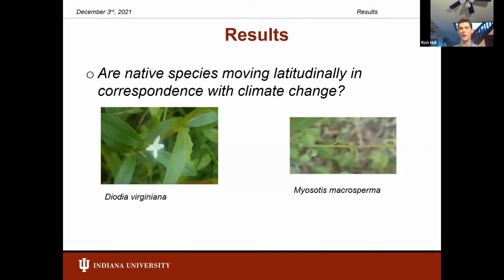And we do not have enough data yet to statistically address whether native species are moving latitudinally in correspondence with climate change. But we do have some observational results. So these are both state listed plants that occur in the southern part of the state that like disturbed habitats, and were found in only a couple of locations when Deam did his survey of the Indiana vascular plant flora, but now have seemed to move northwards. And I documented them in counties in the southern part of the state where Deam did not find them.